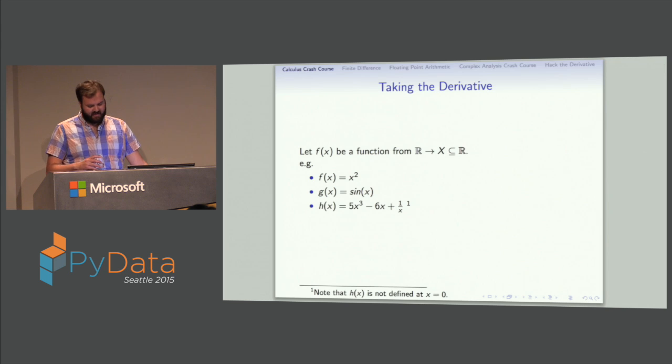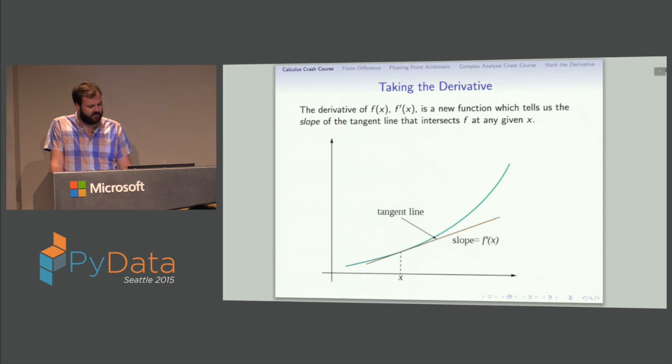So, taking the derivative. We're going to consider a function f of x that maps from R onto R. It may not map onto all of R. For example, our first one here, x squared, the result is always going to be positive, so it maps onto a subset of R. Our last example here is not actually defined at x = 0, so it's mapped from a subset of R to a subset of R. But all of these are functions we can take the derivative of.